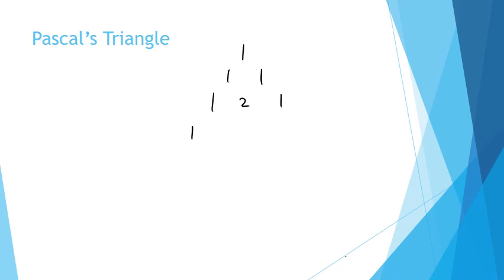Then we have a 1 here, 1 plus 2 is 3, 2 plus 1 is 3. And you can keep going with this, putting the numbers down, so it's 1, 4, 6, 4, 1, then 1, 5, 10, 10, 5, 1, etc., etc.